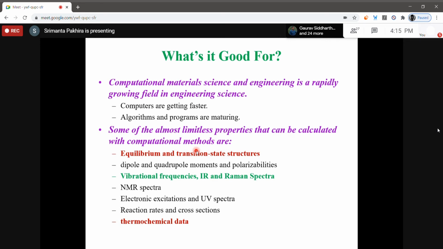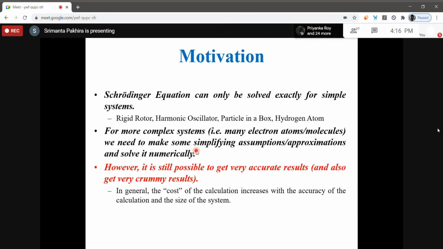NMR spectra, electronic excitation, and UV spectra, reaction rates and cross sections, many other thermochemical data, as well as electronic structure calculation, the equilibrium structure, and many other properties, for example material properties, then Young's modulus. So many parameters we can actually estimate from computational study. So our motivation is sometimes diverse, but we can easily solve many kinds of problems using our computational technique.